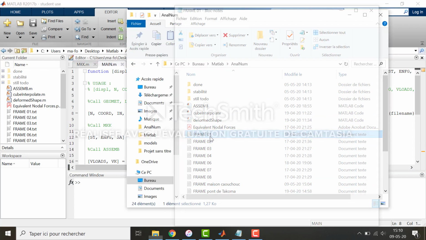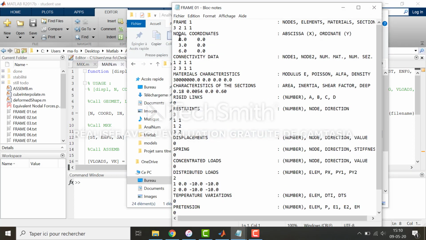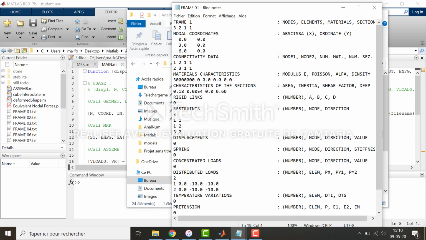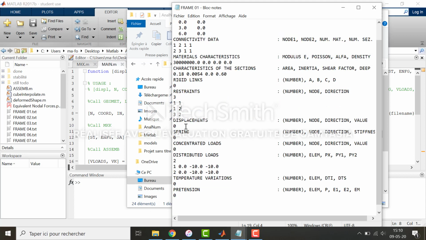A frame is a structure like this, where we just enter as input the nodal coordinates. So for frame 1 that we're going to test first, we have a beam with one node in 0, one node in 3, one node in 6. So it's a horizontal beam, and all connectivity, because there are beams, rigid links, material stuff, and restraints, and also displacement. So imposed displacement can generate constraints.